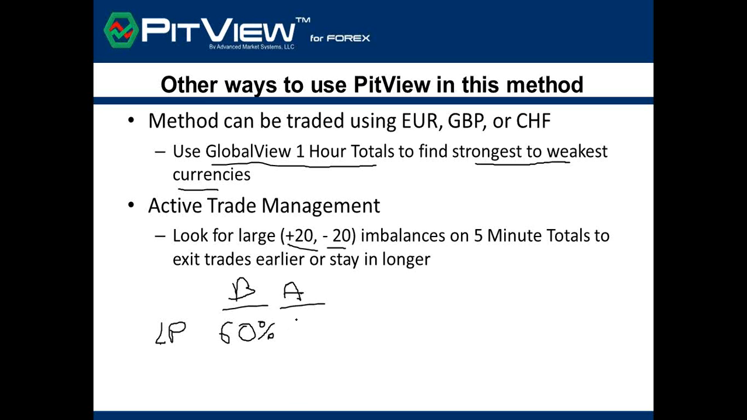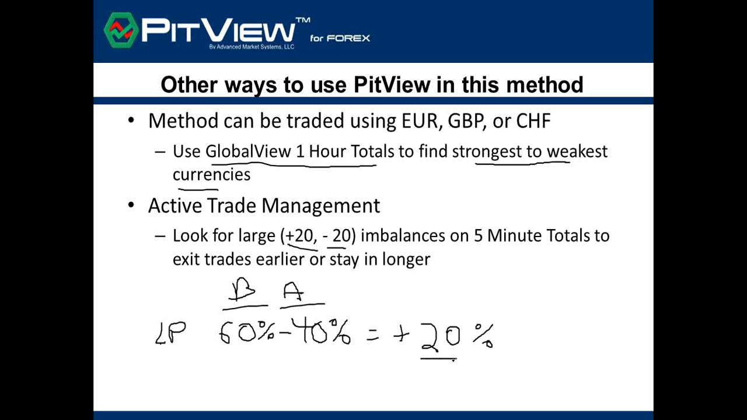So if a liquidity provider raises their bid 60% more than they lower their ask price during a certain time frame, that means it's a plus 20 imbalance. That means they've raised their bid price 20% more than they've lowered their ask. That would be considered a large imbalance, because generally speaking, market makers want to keep their bid and ask action balanced, because they're making the spread between the bid and ask. An ideal situation would be 50-50.